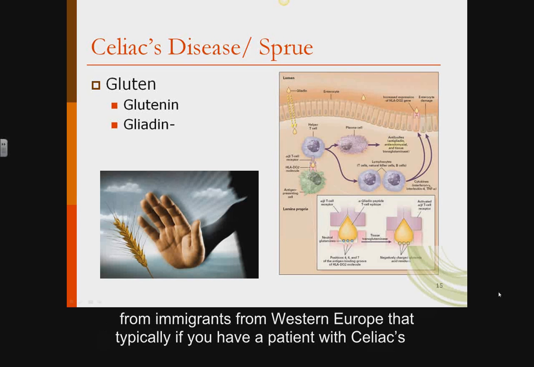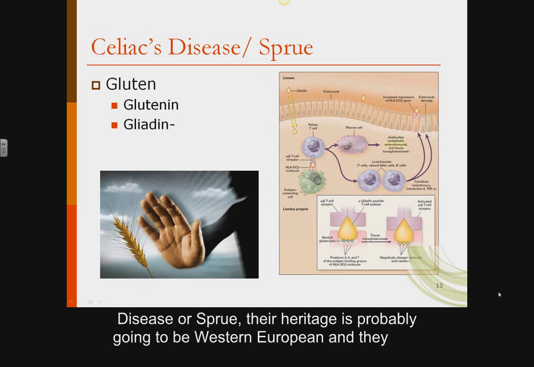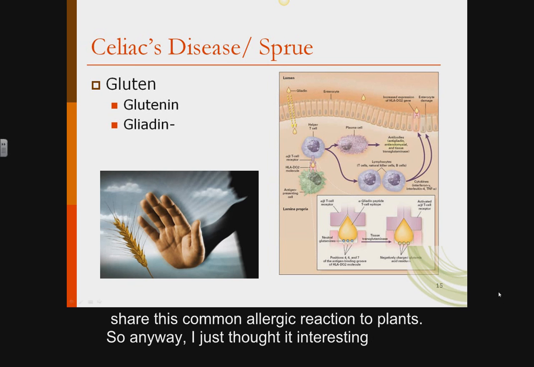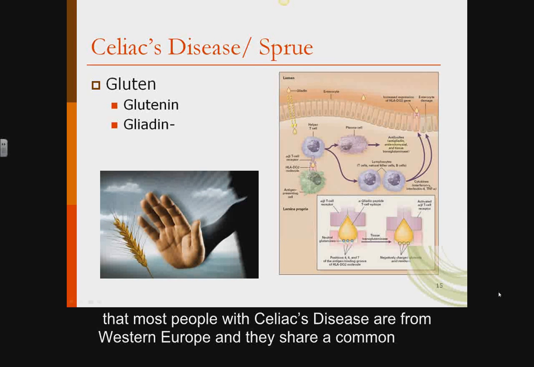Well, they found primarily in Western Europe and from immigrants from Western Europe that typically if you have a patient with celiac disease or sprue, their heritage is probably going to be Western European, and people with celiac disease who are from Western Europe share a common hypersensitivity to plants as well.